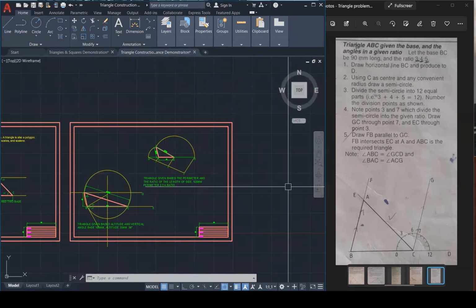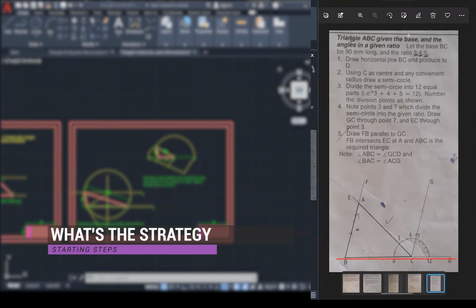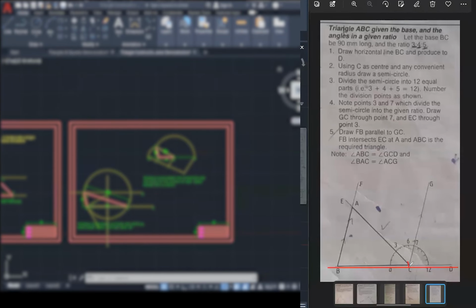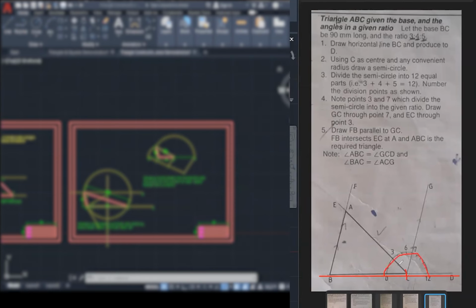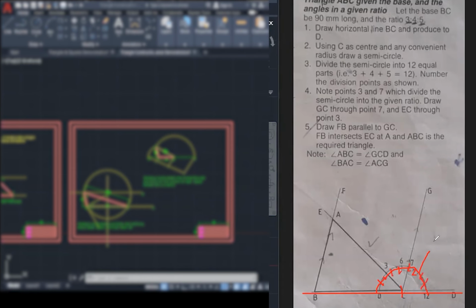Triangle ABC, given the base and the angles in a given ratio. Let the base BC be 90 mil long and the ratio 3, 4, 5. All right, so draw horizontal line BC and produce to D. All right, let's follow along. So you start off with BC. Then you got here C. You create a semicircle. And you divide the circle into 12 parts, right? 12 parts.